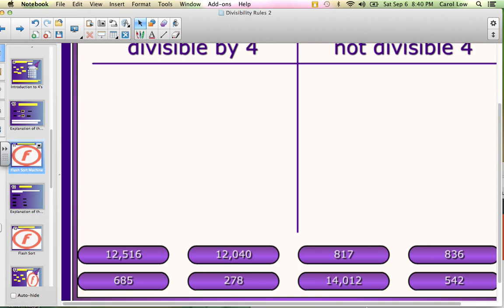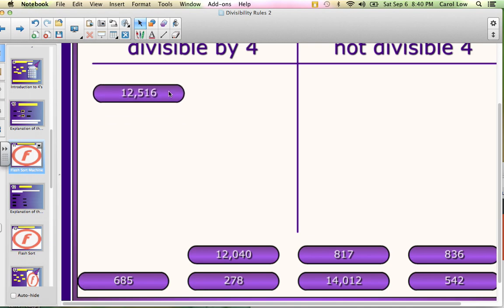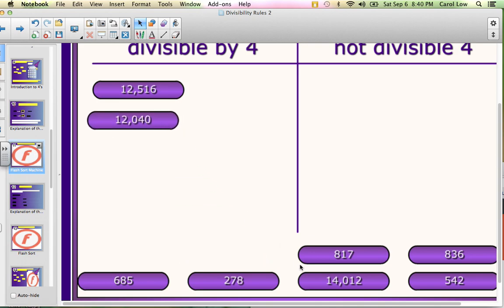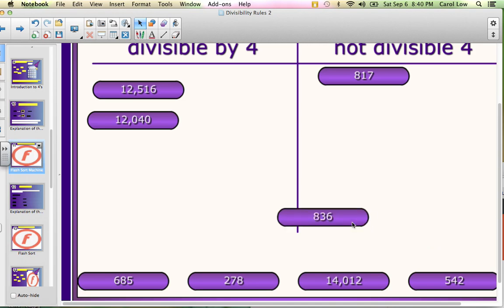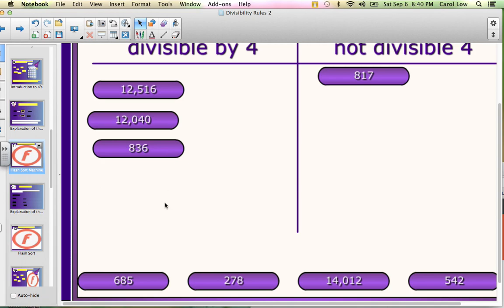Welcome back. So let's look at these. We're looking at the 16. Is 16 divisible by 4? It is. So the whole number is divisible by 4. This one, we're looking at the 40. 40 is divisible by 4, so it goes right here. 17, it is not divisible by 4 because 4 does not go into 17 evenly. 36, sure does because 4 times 9 is 36. 85, nope.